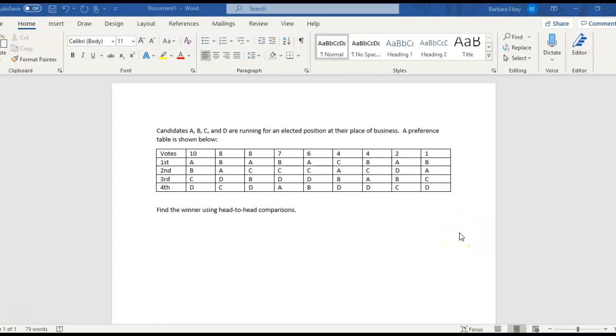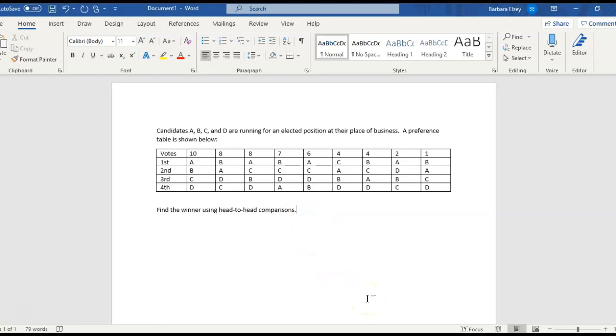Okay, so let's look at another election and another method to determine who wins the election. Candidates A, B, C, and D are running for an elected position at their place of business, and the preference table is shown there. We want to find the winner using head-to-head comparisons. This is a long method, so let's take a look.